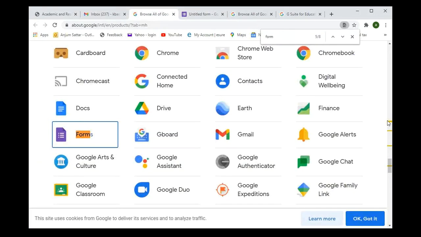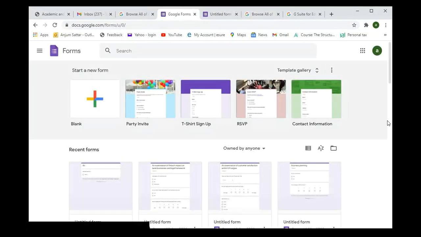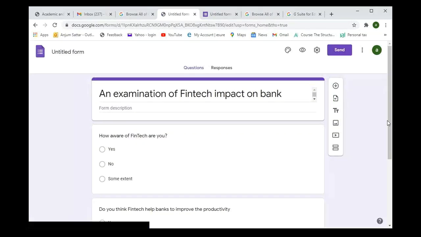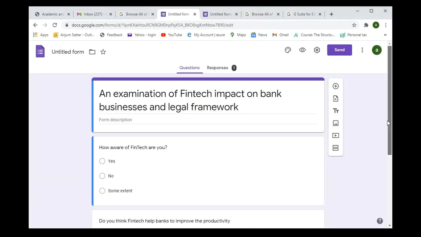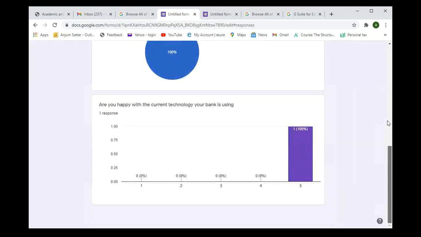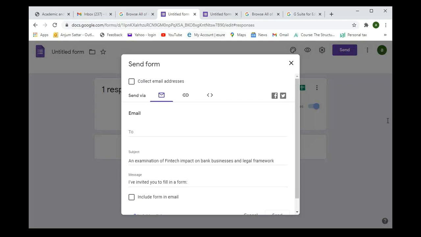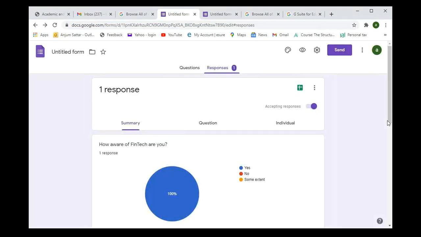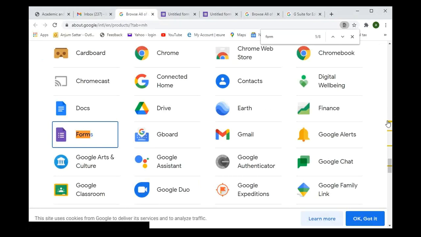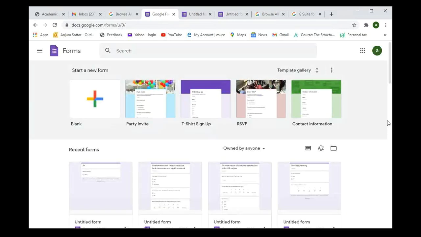I can show you a few forms. If I go back, I have already prepared some, so I don't need to prepare again. If you look here, I have created some. When people reply, these graphs are created automatically. I can send this form to anyone. Here I can write emails, or I can copy this link to, maybe, Facebook. If you want to do any survey, it's free. So you can do it like this. I have created so many different forms already for my teaching purposes.